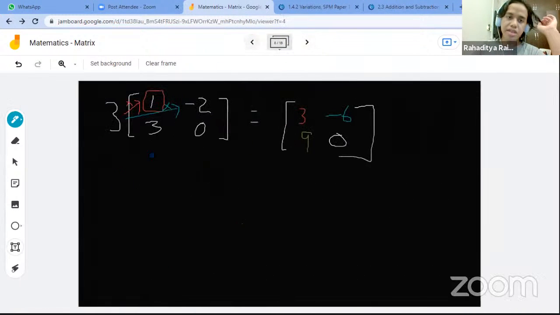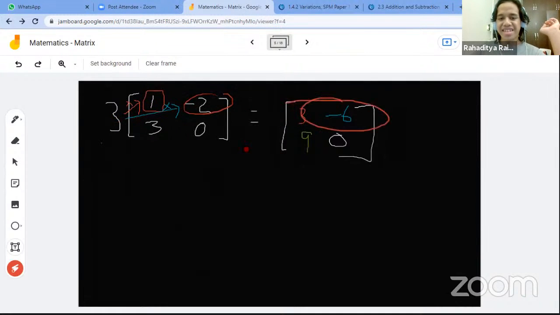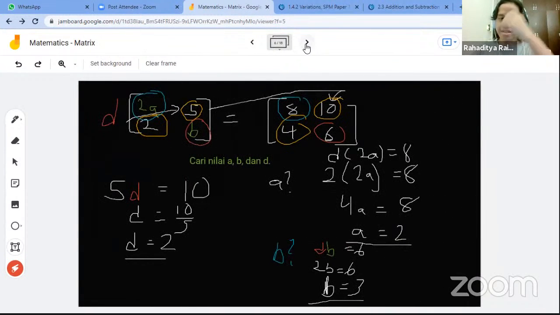Right, just to recap, remember multiplication is like this. When it's an integer multiplied by a matrix, the integer will multiply everything. So 3 times 1 is equal to 3. 3 times 1 is equal to 3. 3 times negative 2 is negative 6. 3 times 3, yeah. You basically understand how it works.